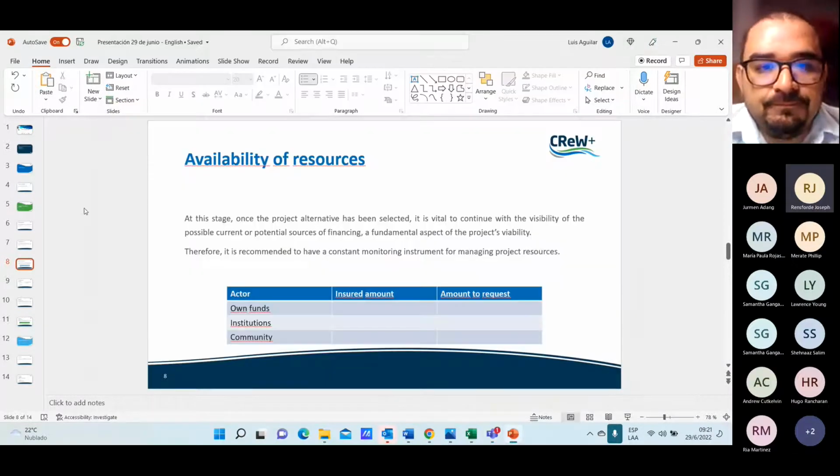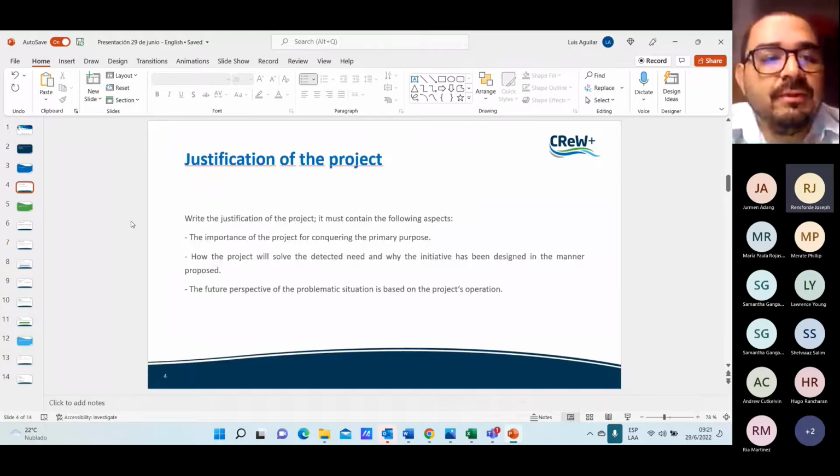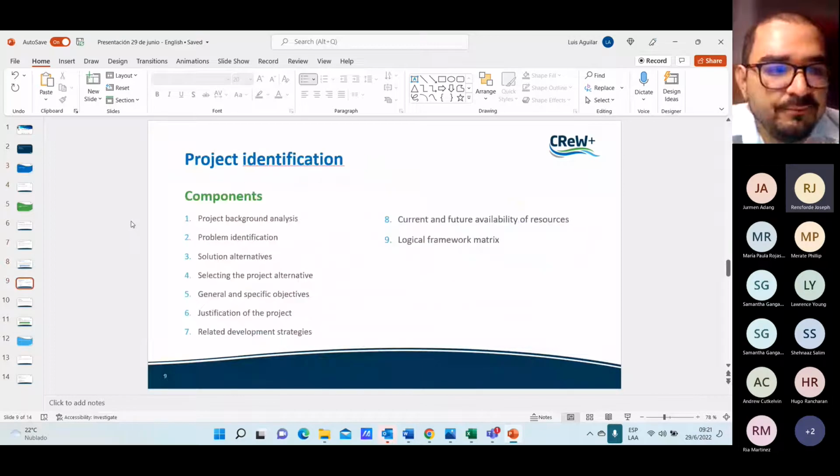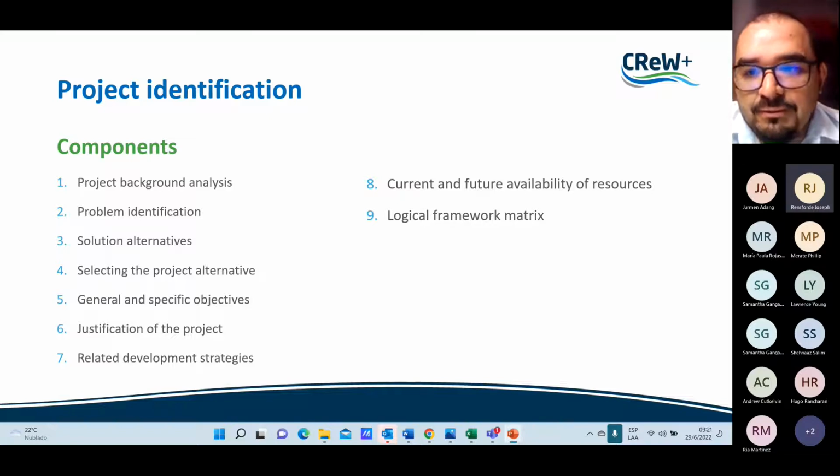Okay, let's continue. So we already saw the availability of resources, development strategies, and the importance of it, and also the justification of the project. So let's reinforce some things. Well, this is, remember, the components of the project identification. We already saw all the components, right? The project background analysis, the problem identification, solution alternative, selecting the project alternative, general and specific objectives, justification of the project, related development strategies, current and future availability of resources, and lastly, we also saw the logical framework matrix.